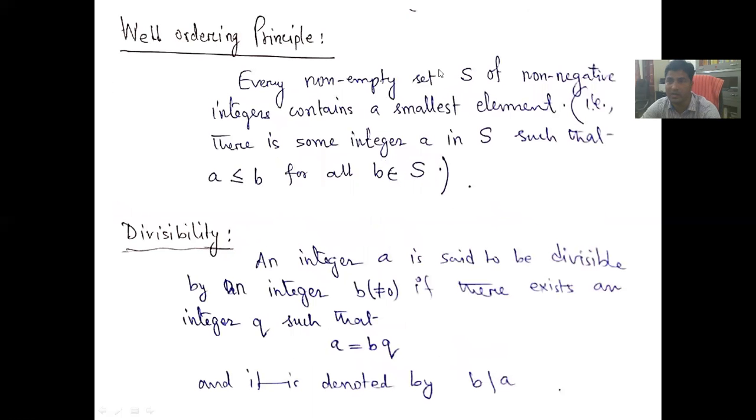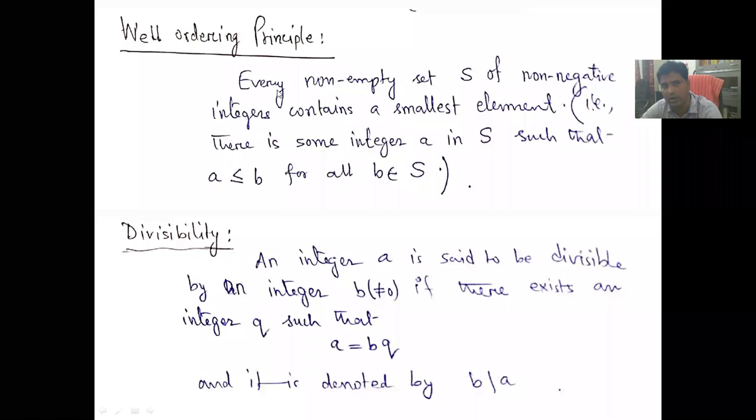Now, well ordering. What is the well ordering principle? The well ordering principle says every non-empty set of non-negative integers contains a smallest element. That is, there is some integer a in S such that a is less than or equal to b for all b belonging to S. Just like we studied in set theory, the first element precedes every other element, it is exactly similar. A precedes B for all A, B in S. But here the usual order is less than or equal to, on integers.